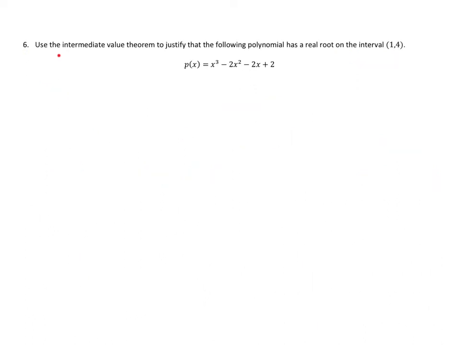In question 6, we're going to use the intermediate value theorem to justify that this polynomial has a real root on this interval. What that means is there's got to be some number that when you put it into the function, you get 0 back as your answer, and that this number must lie between 1 and 4. The intermediate value theorem says that if you know the value of the function at one endpoint, and you know the value at the other, and your function is continuous, you get every single y value between the left and the right endpoint. So for starters, is p of x continuous?